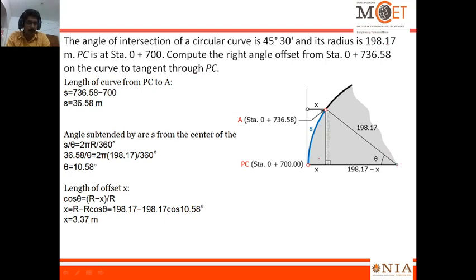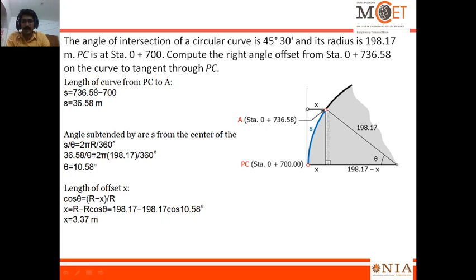They have given, say, the radius of the curve is 198.17 meter. So from the origin to the point of commencement, it is 198.17. If you drop the line perpendicular to that radius, this portion becomes x, the remaining portion is 198.17 minus x, and this is obviously the radius of the curve. From this you are able to get the x. We have already derived the derivation.